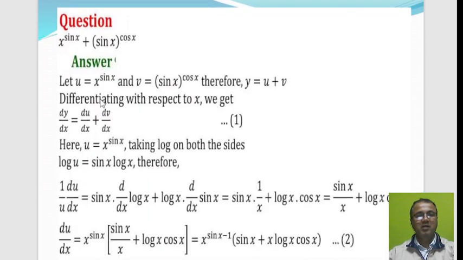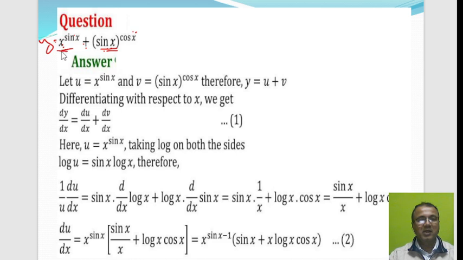Now suppose here one more important question is there. It is the combination of x to the power sin x plus sin x to the power cos x. So there is the what? Addition of two exponential functions, isn't it? In such case, what will you do here? Suppose y equal to this one. Then directly you cannot take the logarithm here because logarithm में प्लस का फॉर्मूला हमारे पास नहीं है.